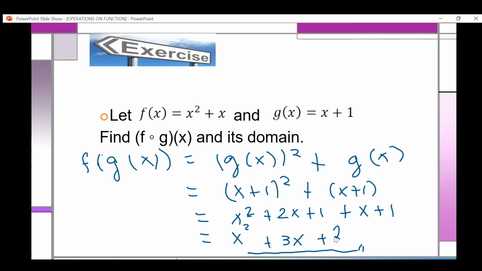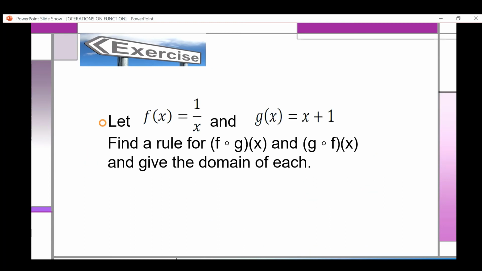Okay, gusto pa ba natin sa composition? Sige, try natin ulit.